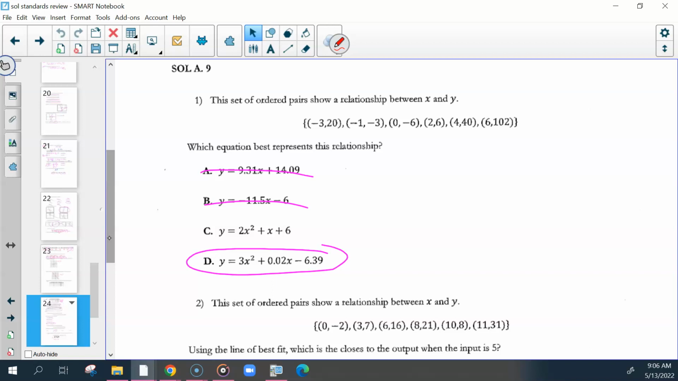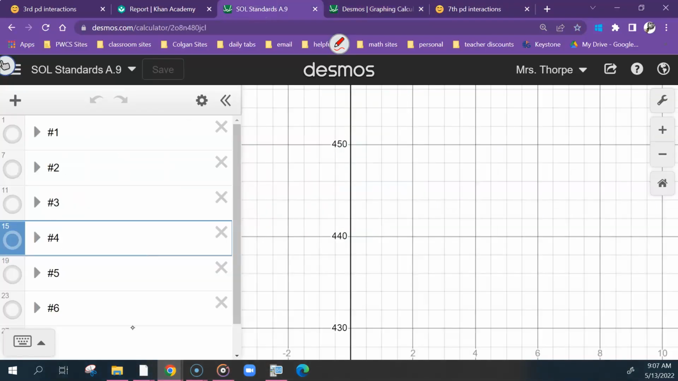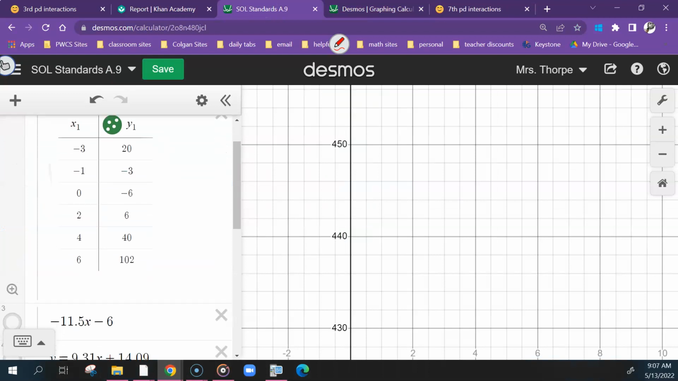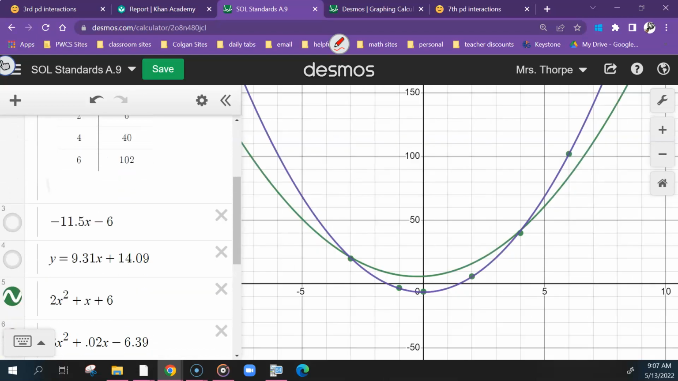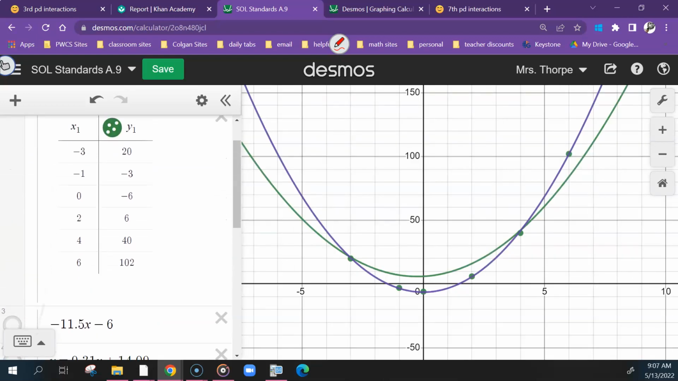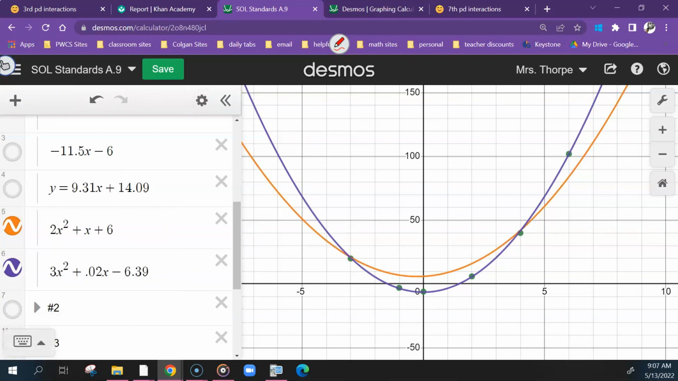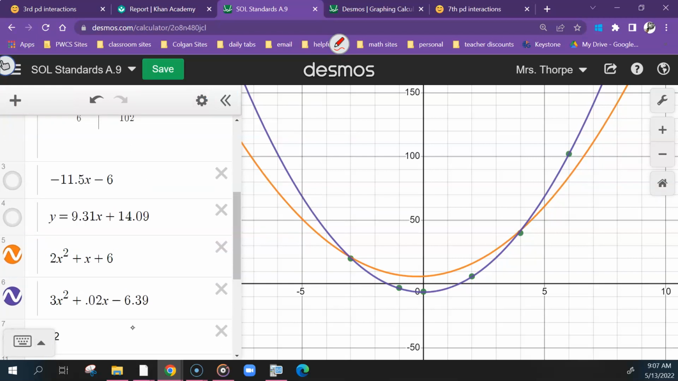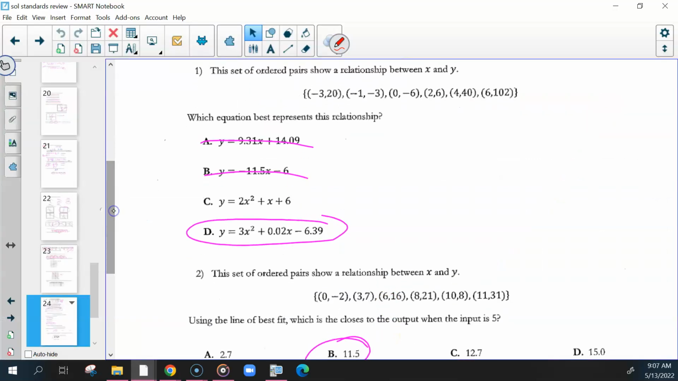The one with the most decimals is usually your answer, but just to double check, as we put this in, I eliminated A and B. The one that matched these points the most was the purple line. It went over top of the green points. So that would be my answer. Do you have any questions on that one?